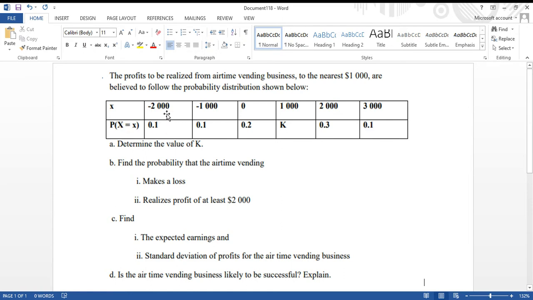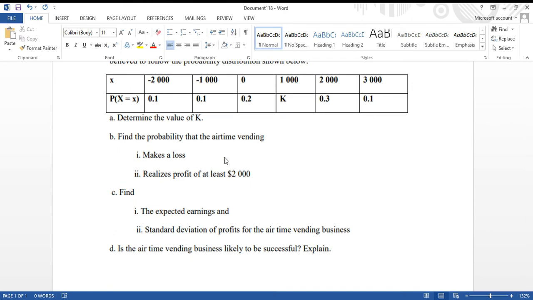Now we can also see negative values here. These negative values represent losses. Then here we have profits with these positive values. So the first part they've asked us: determine the value of K.